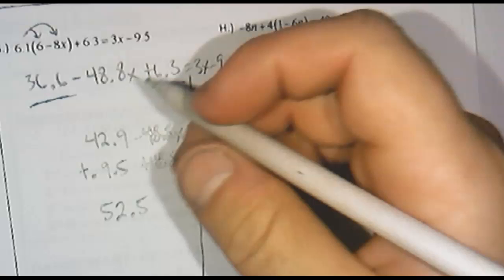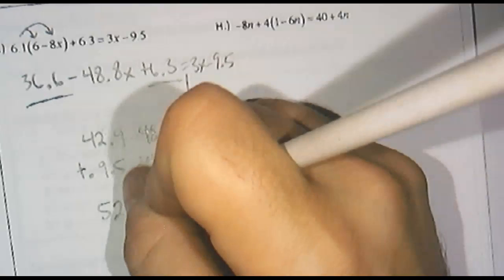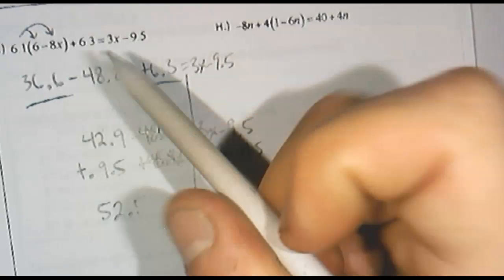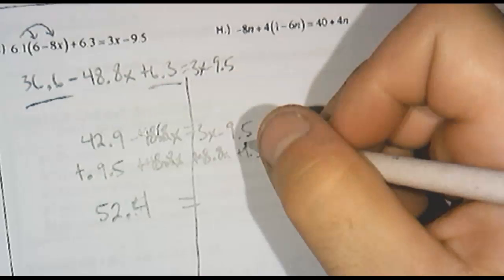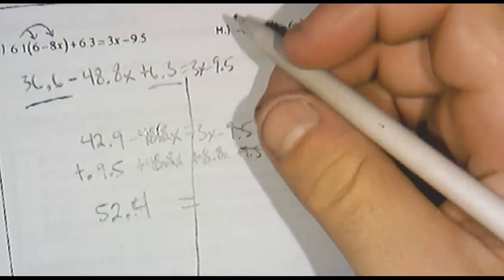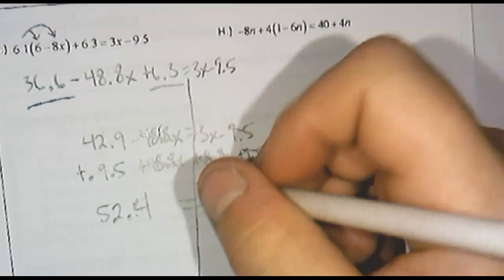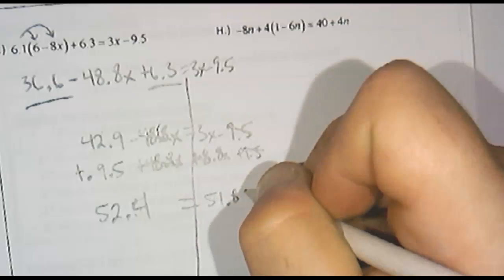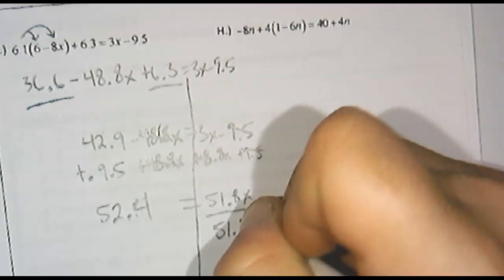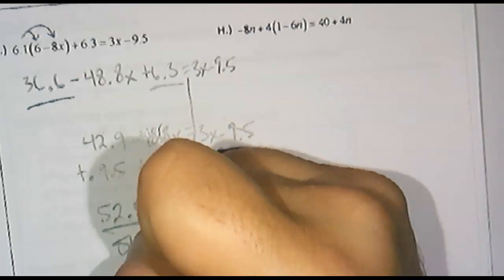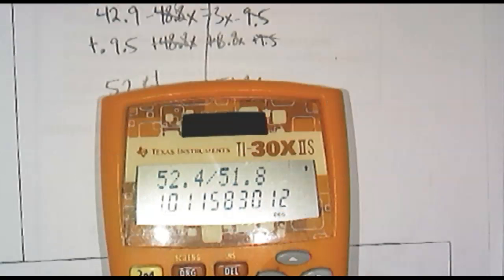52.4 here. This 48.8x will cancel. Oh, wait a second. It said 0.4, right? That should be 0.4. So fix that. Over here, the 9.5 zeroes out, but 3x plus 48.8x, that's going to be 51.8x. My last step is to divide by 51.8. So let's see what that is. Again, have a calculator handy.